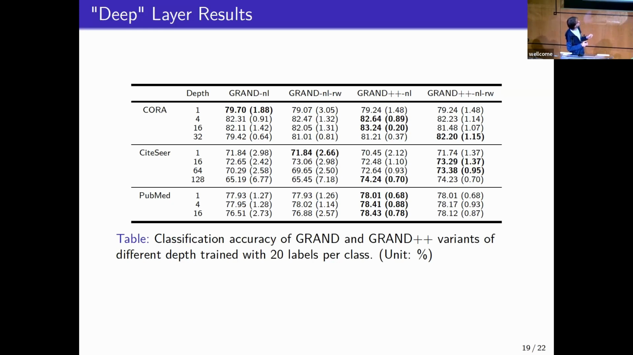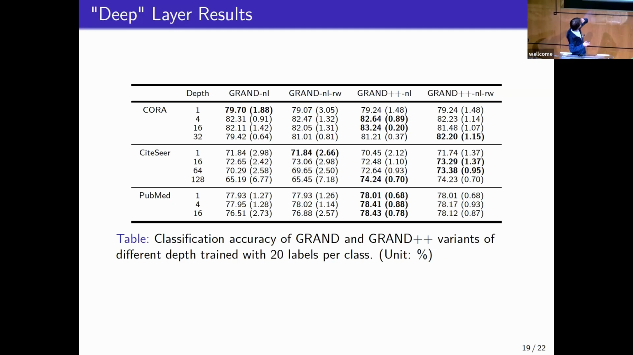Yeah, RW is probably random walk, so they're probably using different Laplacians, and NL maybe is non-local, but I can't quite remember now. But you can see that for one depth, there's not too much difference. In Cora, everything's around 79%, not a huge difference. But as the depth increases, generally the GRAND++ method starts to work a lot better, in some cases fairly significantly so.